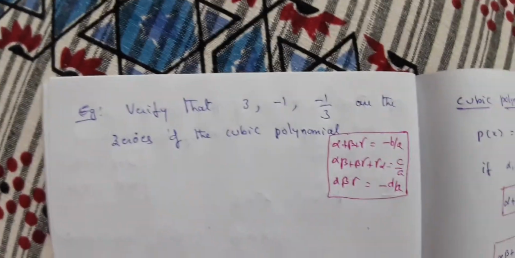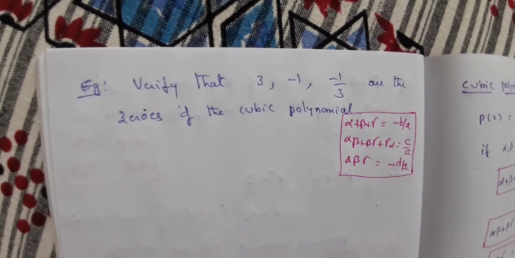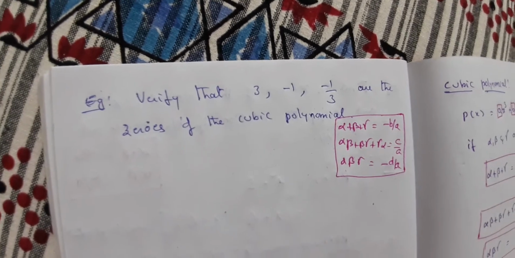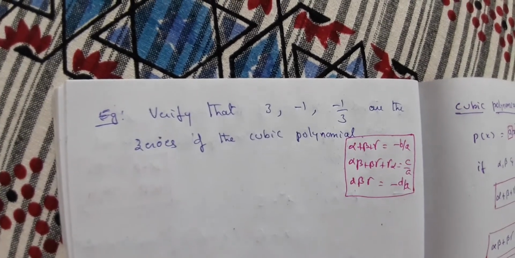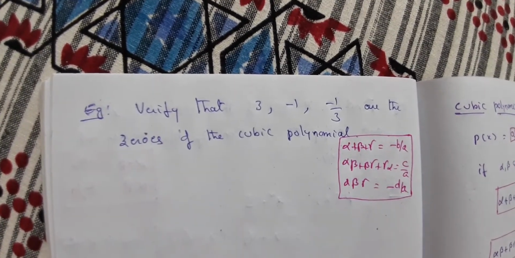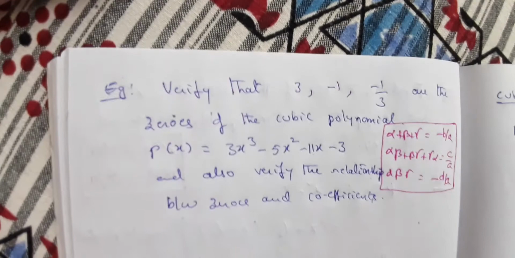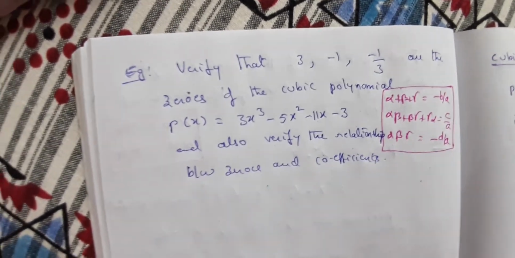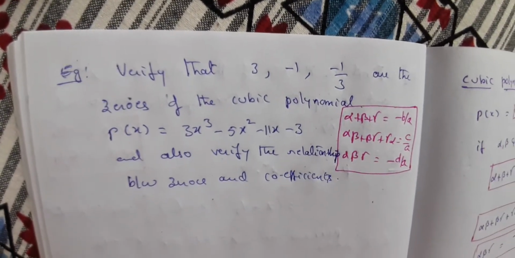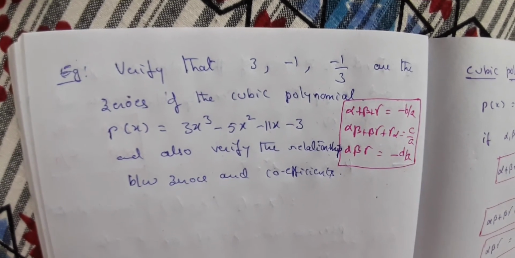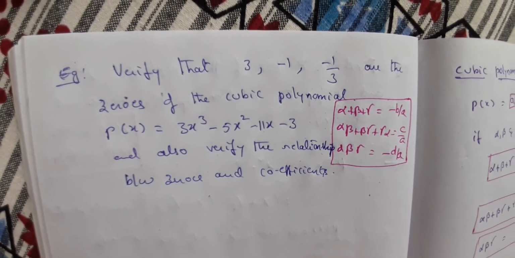So moving on to the example: verify that 3, minus 1, minus 1 by 3 are the zeros of the cubic polynomial. First of all, we have to see the relationship for cubic polynomials. So 3, minus 1, minus 1 by 3 are the zeros of the cubic polynomial p of x is equal to 3x cube minus 5x square minus 11x minus 3. And also verify the relationship between zeros and coefficients.